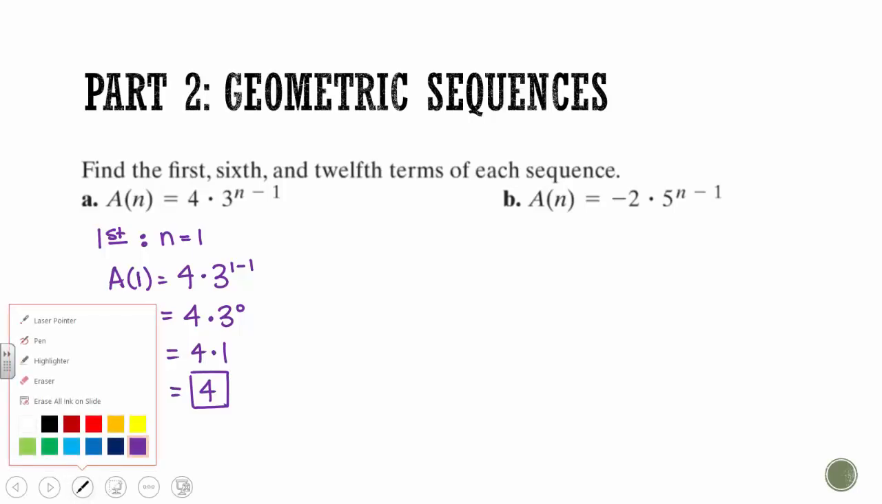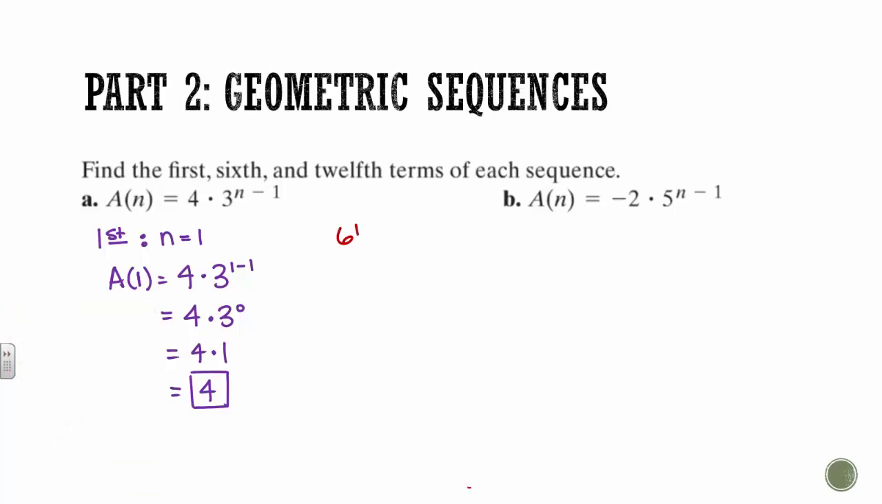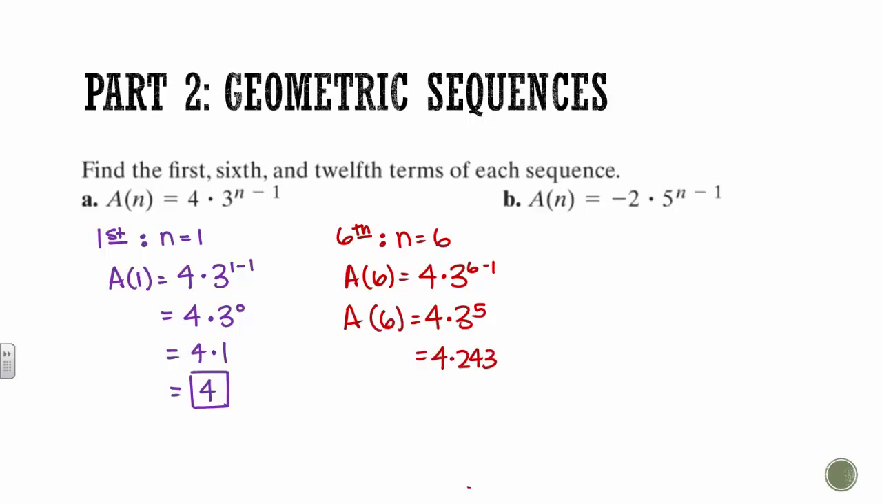Our sixth term, we're going to do exactly the same thing. Our sixth term is n equals 6. So we can plug this in. We'll have 4 times 3 to the 6 minus 1 power. This gives us 4 times 3 to the 5th. 3 to the 5th is a big number. It is 243. And if we multiply that by 4, we end up with 972.